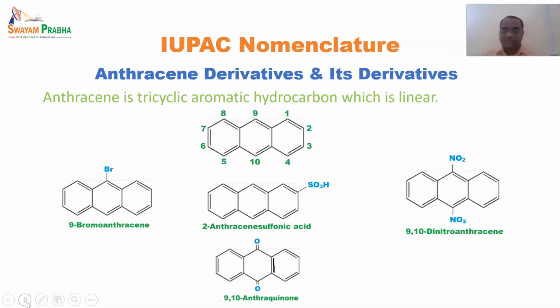One more example is 9,10-anthraquinone. Here hydrogens have been replaced, or the ring has been oxidized to ketones, and there are 2 ketones. At the end the suffix is -one, and the numbering refers to the 9th and 10th position carbons having a ketone. The remaining structure is anthracene.